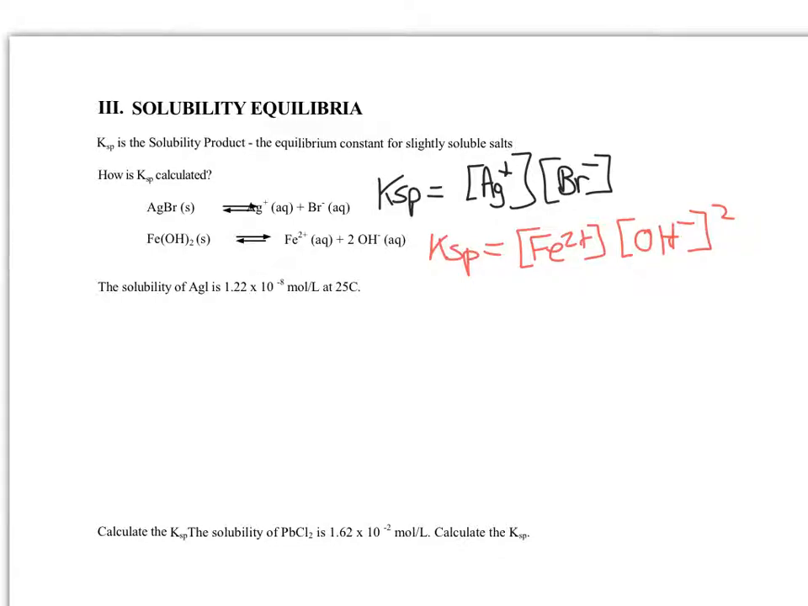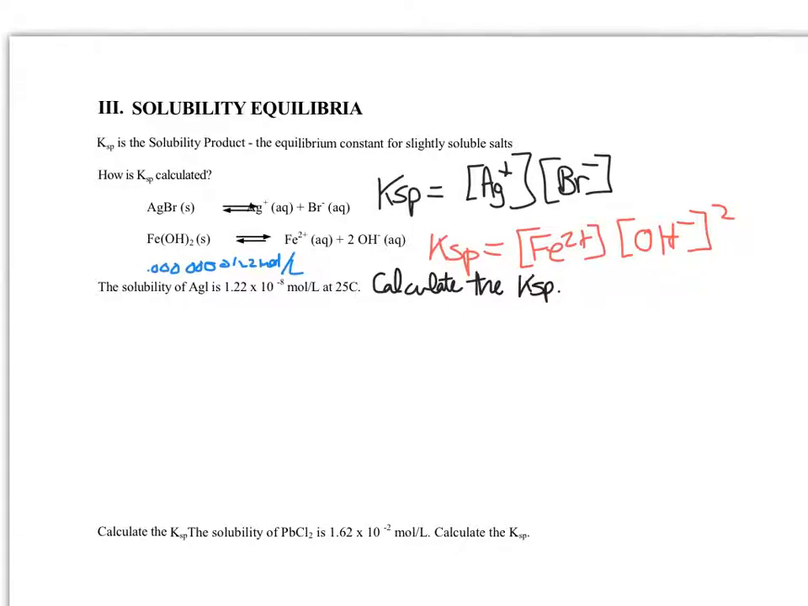So it tells us that the solubility of AgI is 1.22 times 10 to the negative 8th moles per liter at 25 Celsius, and it wants us to calculate the Ksp. So if you look at this number, this is really, really small. It's 0.0000000122 moles per liter. So that's how many moles of the AgI can dissolve in a liter. That's really, really tiny. So that tells you it's very sparingly soluble.